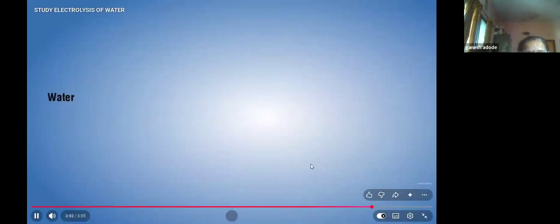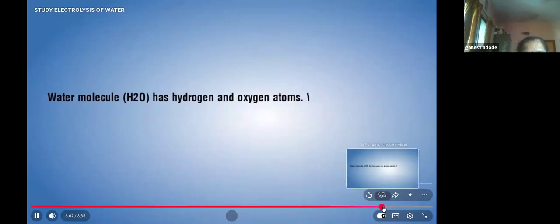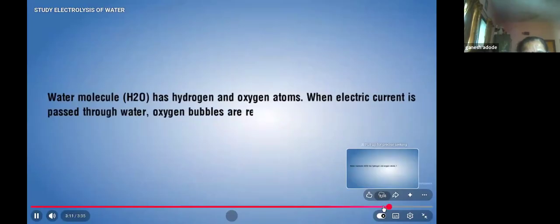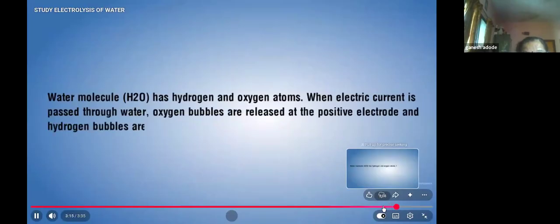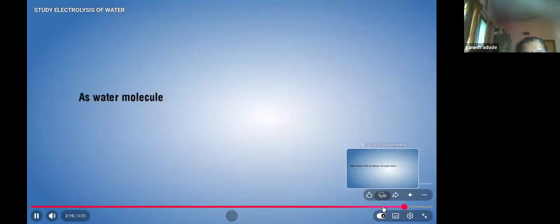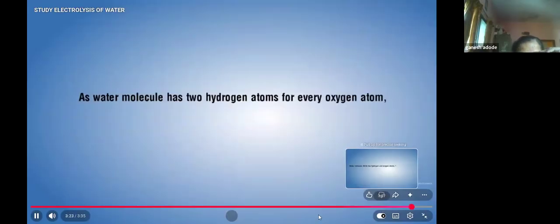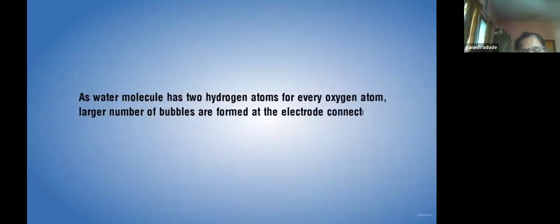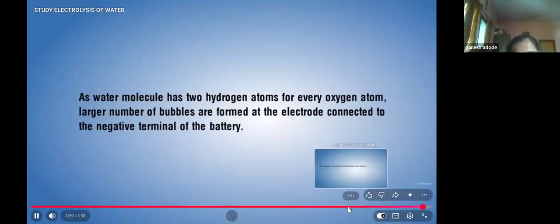Water molecule H2O has hydrogen and oxygen atoms. When electric current is passed through water, oxygen bubbles are released at the positive electrode and hydrogen bubbles are released at the negative electrode. As a water molecule has 2 hydrogen atoms for every oxygen atom, a larger number of bubbles are formed at the electrode connected to the negative terminal of the battery.